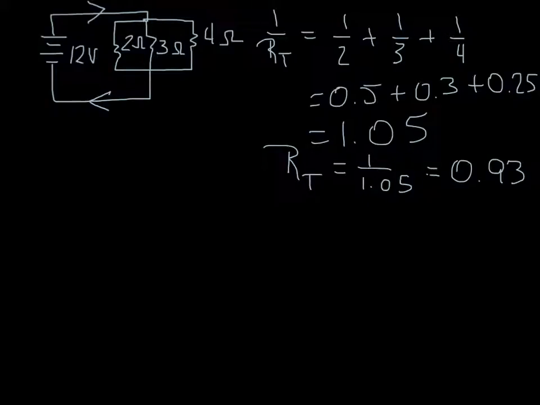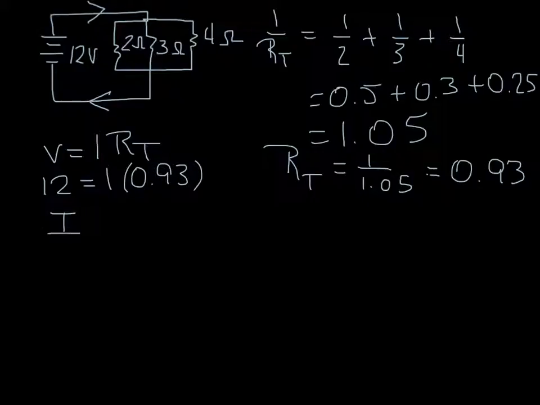So that means our voltage is equal to I times resistance total, which is 12 is equal to I times 0.93. So I is equal to 12 divided by 0.93, which is 12.9 amps.